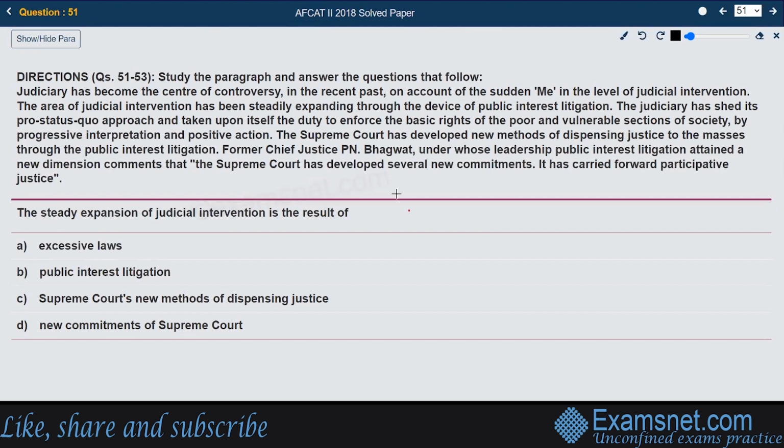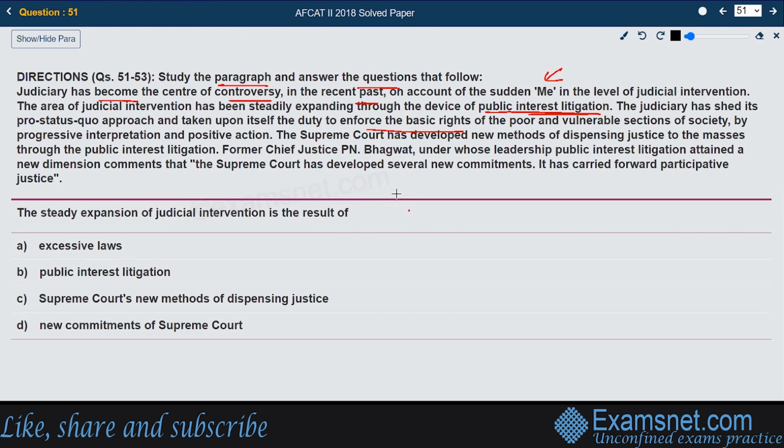Okay, so the question says study the paragraph and answer the questions that follow. So let us study and read the paragraph first. Judiciary has become the center of controversy in the recent past on account of the sudden rise in the level of judicial intervention. The area of judicial intervention has been steadily expanding through the device of public interest litigation. The judiciary has shed its pro status quo approach and taken upon itself the duty to enforce the basic rights of the poor and vulnerable section of society by progressive interpretation and positive action.